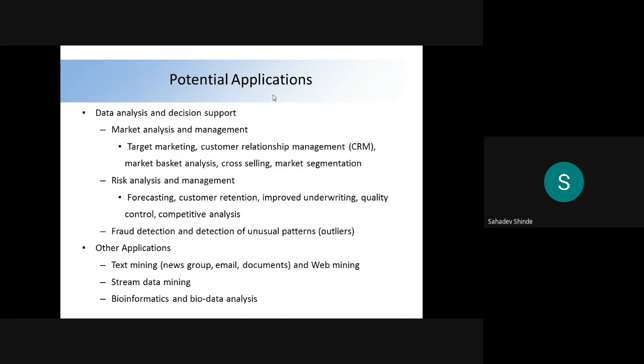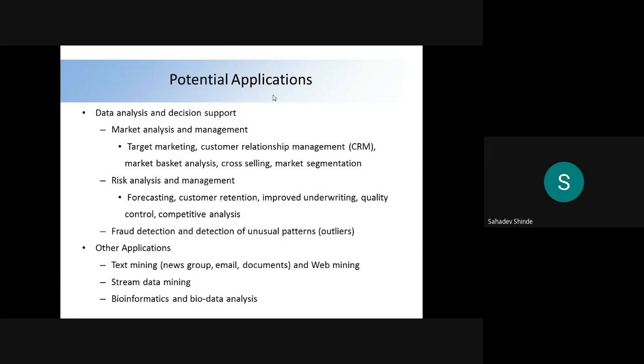Now, risk analysis and management. Data mining applications are also considered for risk analysis. So what is in risk analysis? Forecasting, customer retention, improved underwriting, quality control, and competitive analysis. Forecasting means weather forecast. Today our agriculture sector is totally dependent on weather forecasting.